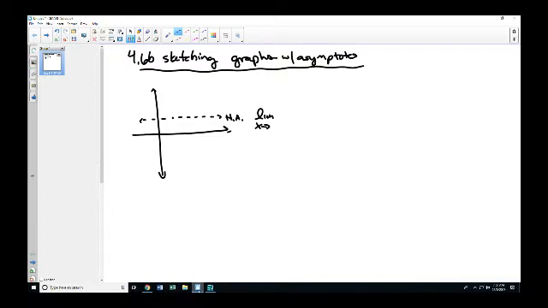I do not recall. What's x approaching for a horizontal asymptote? What number? It's not actually a number. So we have to analyze our limits at infinity.